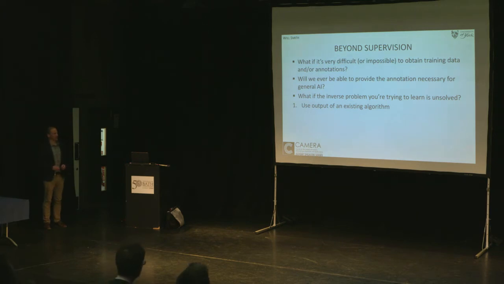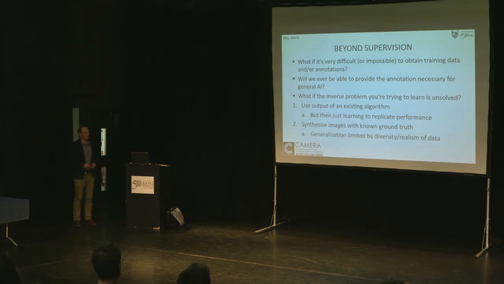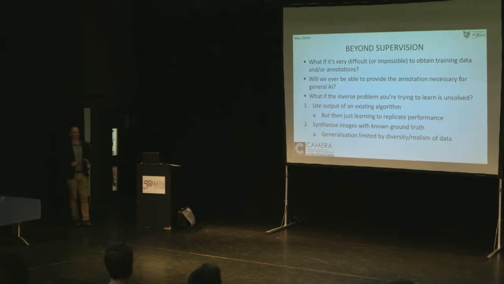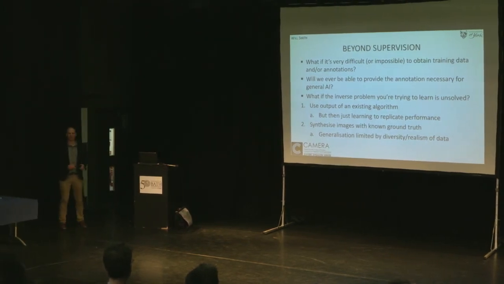In this situation, you have two choices. You can run your imperfect existing algorithm to give you some training data, but then all you're going to do is learn to replicate the performance of an algorithm you've already got. Option 2 would be to synthesize some data using a model, but then the concern is whether this synthesized data is realistic enough and diverse enough that you'll really be able to learn to solve the problem in the wild.